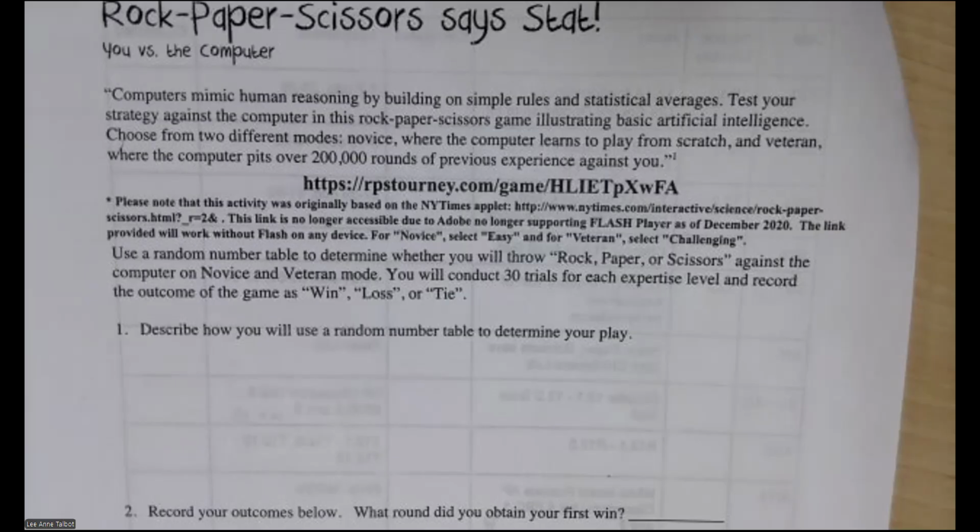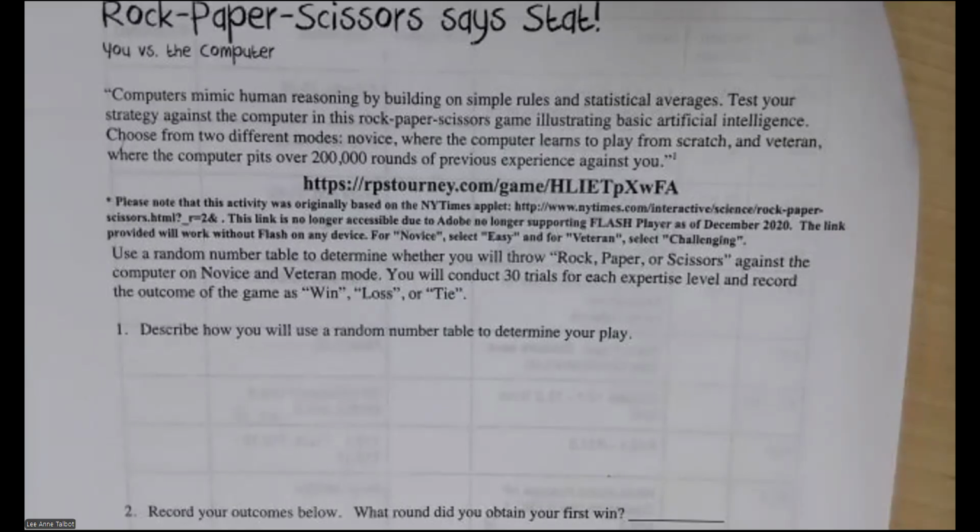It says use a random number table. Okay, we're not going to do a table. We're going to do graphing calculator. Technically, though, if we want to be fancy about it, we could say that a random number table lives in your graphing calculator, because it does. So technically, we're using a random number table.